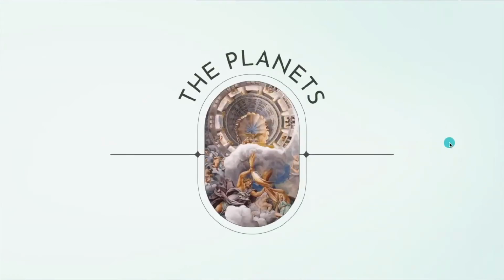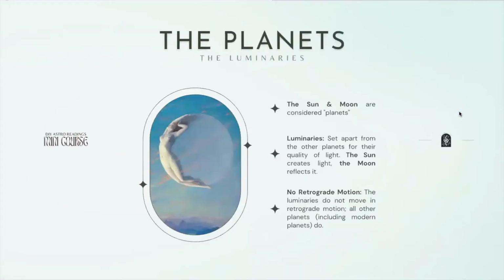All right, so let's go over the planets. So the luminaries, the sun and the moon, are a little confusingly considered planets in the context of Hellenistic traditional astrology. They are set apart from the other planets because they have a quality of light.